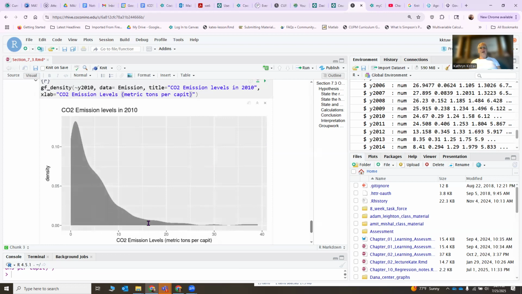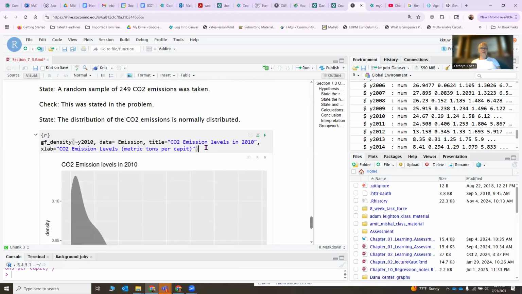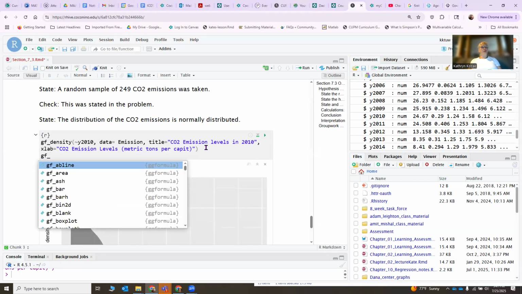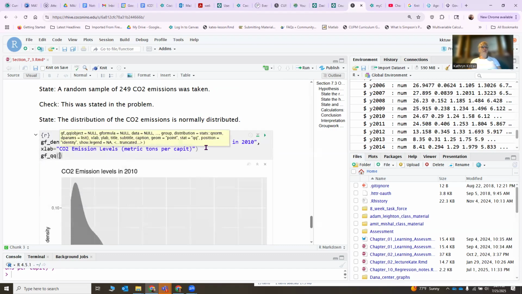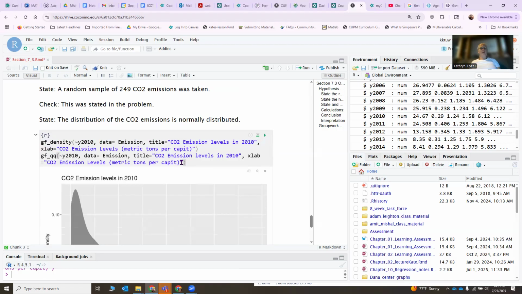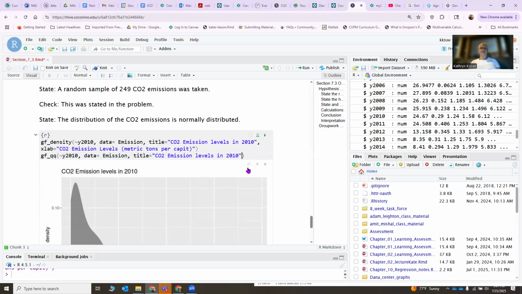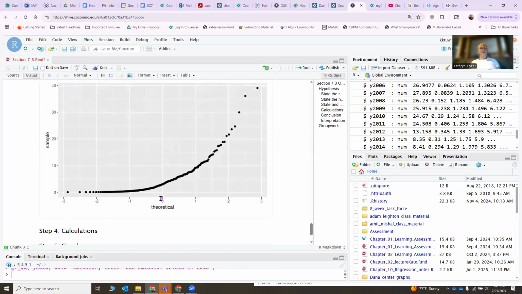So that definitely does not look like a normal distribution. It looks very skewed. Let's do the quantile plot. So that's gf_qq for quantile. And everything else is going to be exactly the same. So I'm just going to copy this, paste it in here. The only thing I will do is I'm going to take out the xlab. It puts its own xlab in here, and I kind of like that one, so I'm going to take that one out. And then we'll run this again. And that definitely does not look linear. That looks kind of exponential.